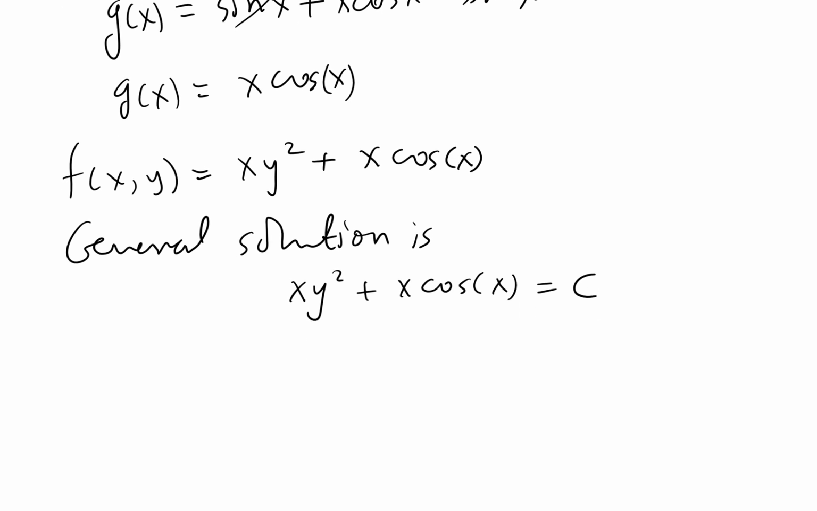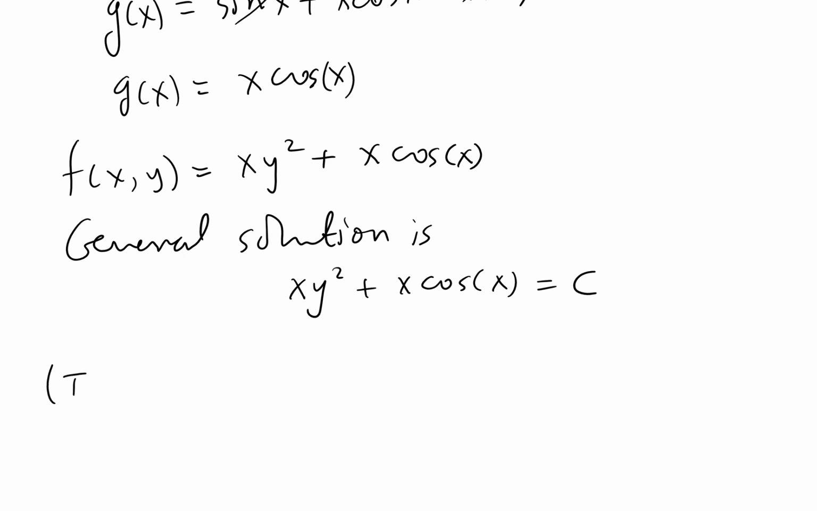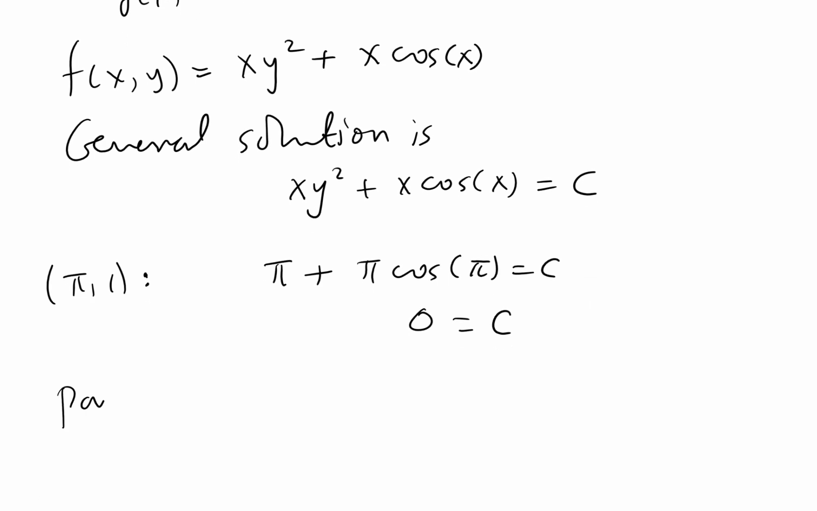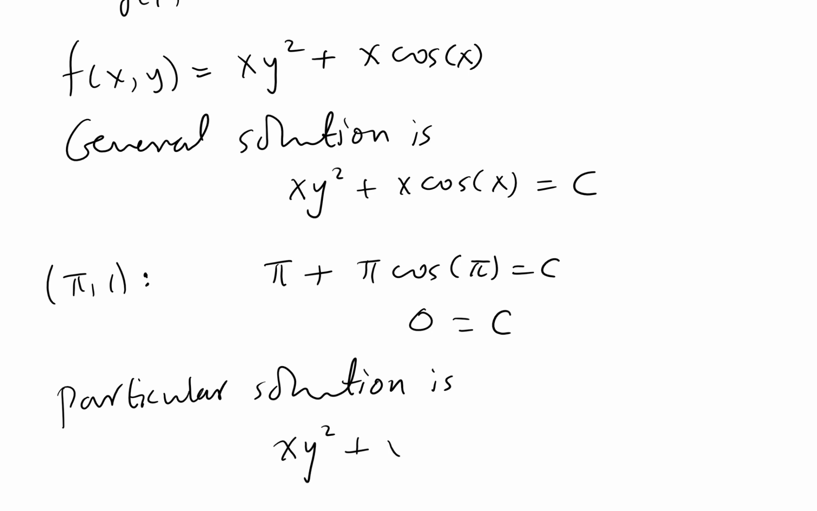But they give us a particular solution, x equals pi, y equals 1: pi plus pi cosine pi equals c. So this is 0, minus 1, so pi minus pi is 0, so c is 0. Then the particular solution is xy squared plus x cosine x equals 0.